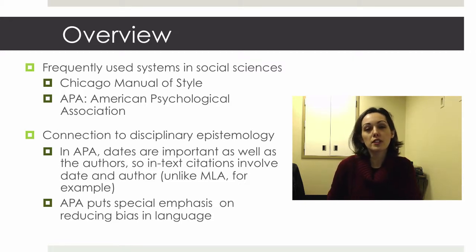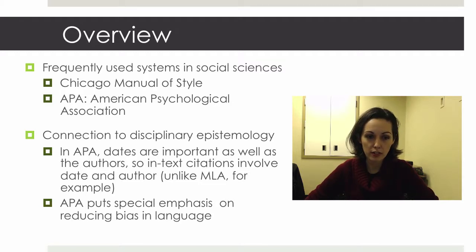Some of the important things to know for APA are how current your sources are, and that is why the dates are important as well as the author's name. And in-text citations, which is what I'm going to tell you in a couple of minutes, you include the date as well as the name of the author, unlike, for example, MLA, which only uses the author's name.